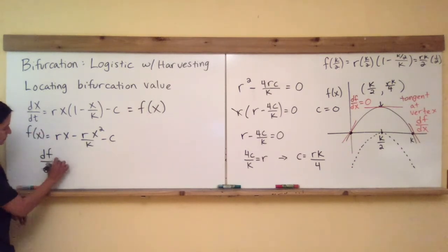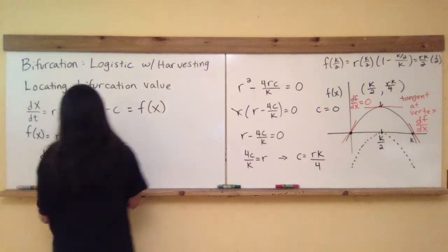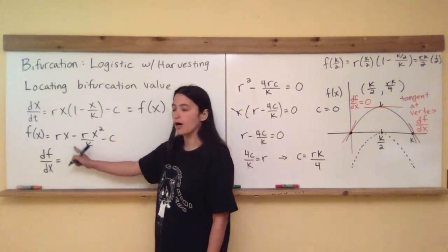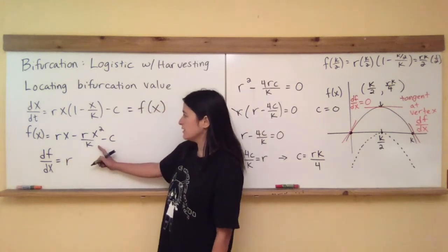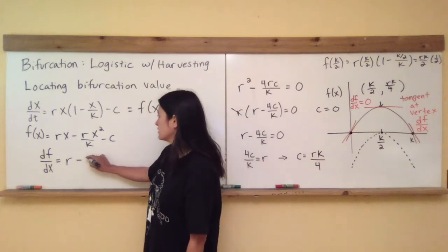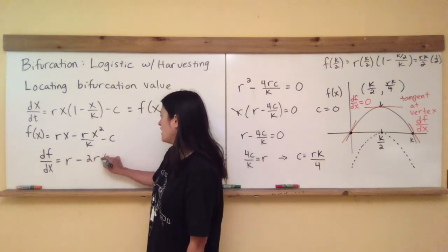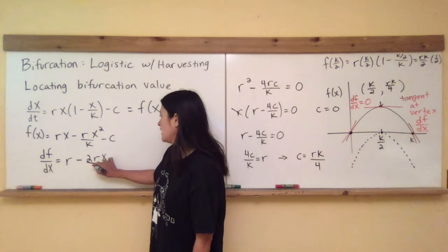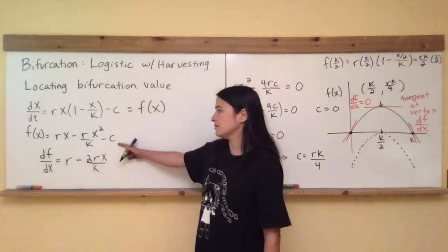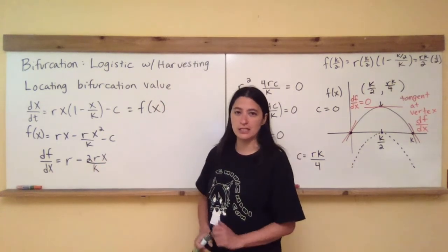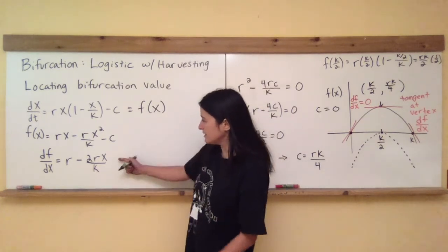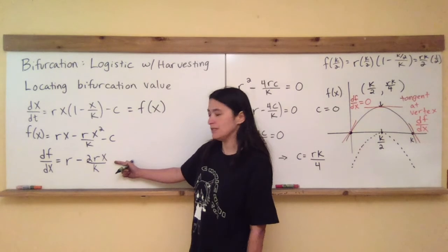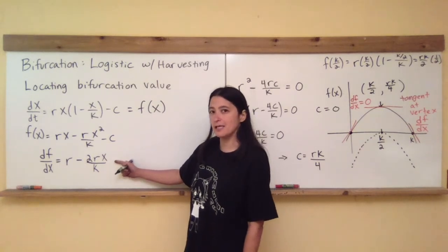df/dx, according to the power rule, is: take the derivative of this term rx, that's a linear term, so its derivative is r. Take the derivative of minus rx squared over k, and you're going to get minus 2rx over k. Take the derivative of a constant term c, and you're just going to get 0. Okay, that's cool.